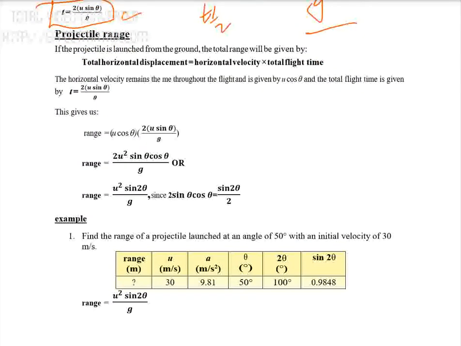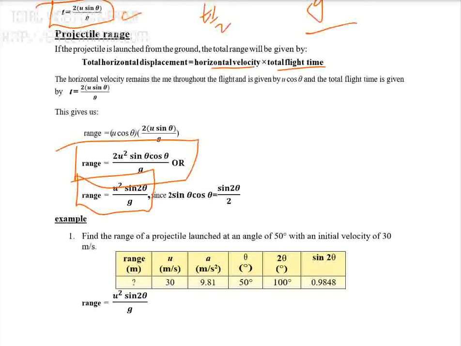The other thing is projectile range. Range is the horizontal displacement. And to determine this horizontal displacement, we must use what? Horizontal velocity and total flight time, the product of the two. And rearranging this, finally you get this equation. And by using a trig identity, you can also get this equation. You can use one of the two depending on the given angle.